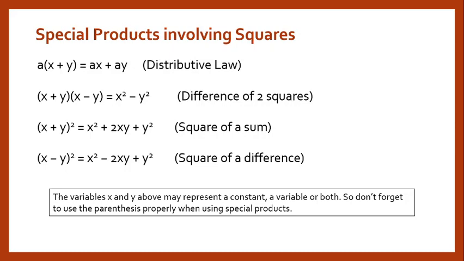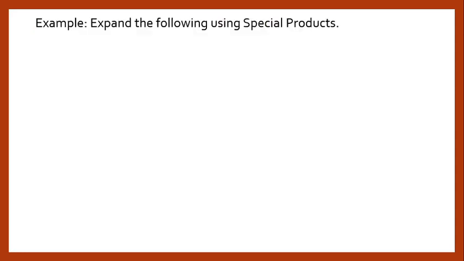So we have x plus y to be multiplied by itself, which is x plus y, then you have x plus y squared. So ang special product nun, you have x squared plus 2xy plus y squared. And then same with the x minus y squared, magiging negative lang yung middle term. So, let's start with an example. We have to expand the following using special products.